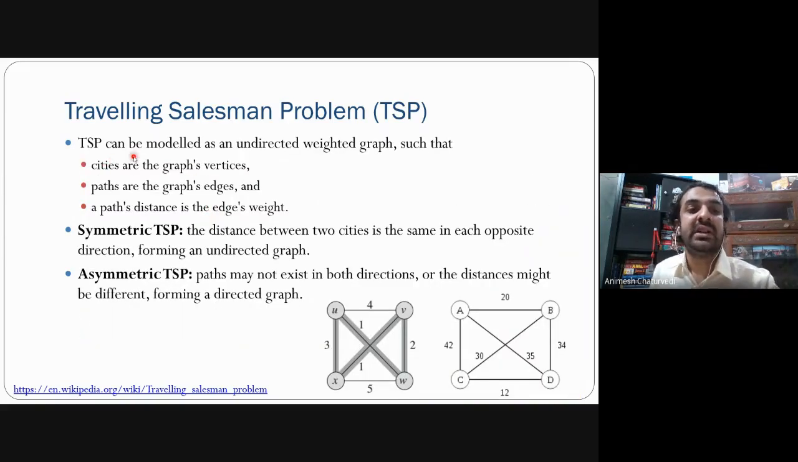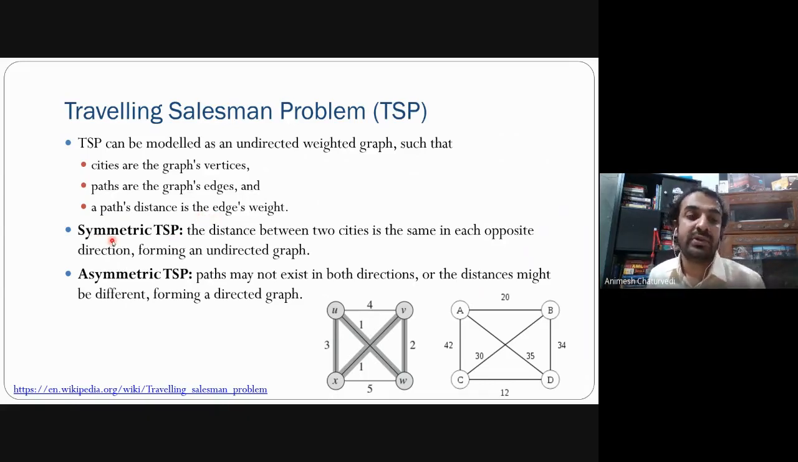Then we'll see that TSP, the traveling salesman problem, can be modeled as an undirected weighted graph, such that cities can be represented as vertices, and paths can be represented as the graph's edges. So a path could be an edge of the graph. Then the path distance could be the weight of those edges.